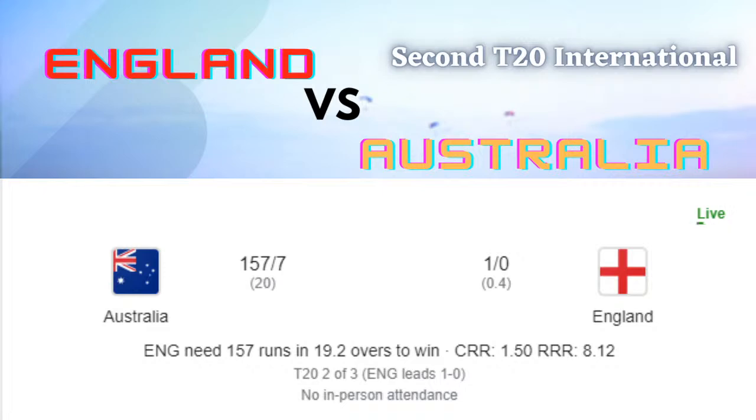Starc has to finish this over well. Australia should try to pick up wickets in the power play. Wickets in the power play are very important. They have to make sure that they take at least 2 to 3 wickets in the power play.